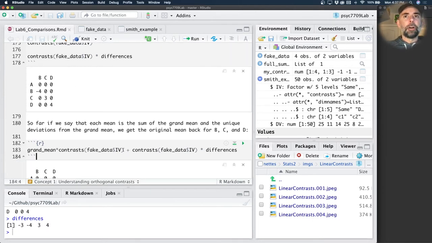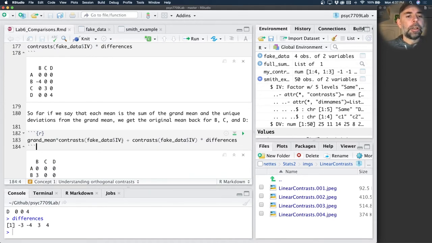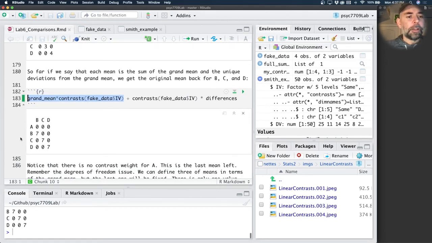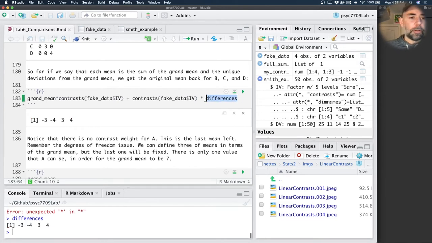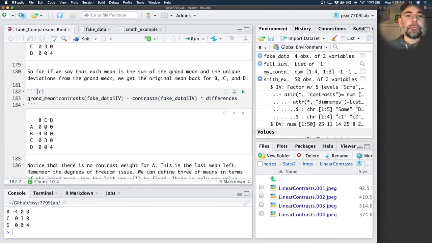So if we're thinking about the makeup of each group mean with respect to the grand mean, we're going to do something like this. First, I'm going to take the contrast matrix and multiply it by the grand mean, which is 7. So we're saying the means for groups B, C, and D are all 7 from the perspective of the grand mean. And then we're going to add in the differences. We take the contrasts for groups B, C, and D and multiply them by the differences, which are -4, 3, and 4. If we do all of this together, we're basically just adding the grand mean and the difference for each group. And we get 3, 10, and 11, which were the means for groups B, C, and D.